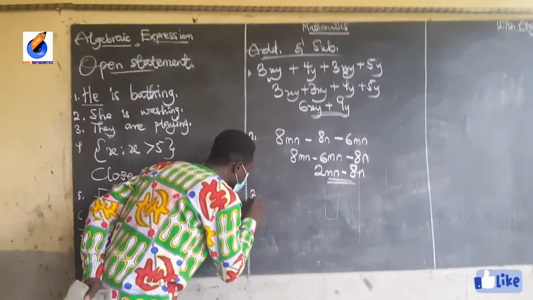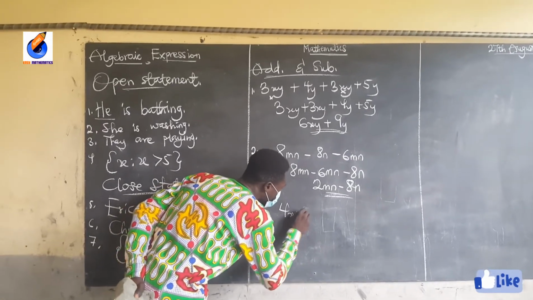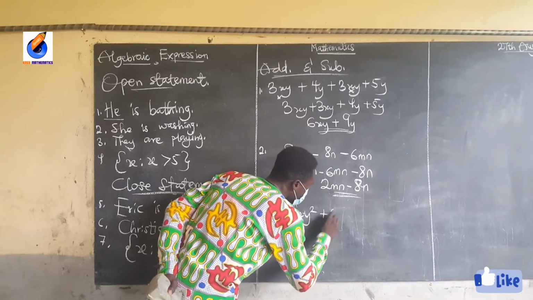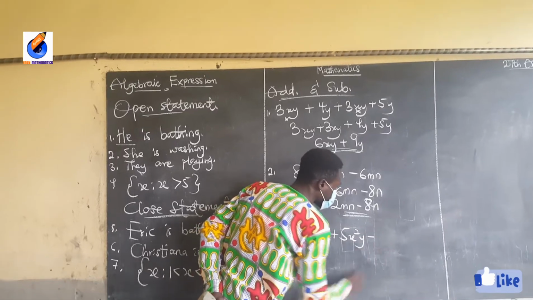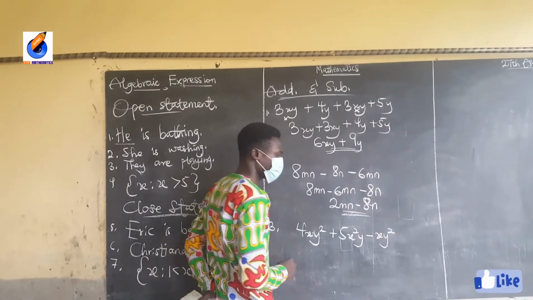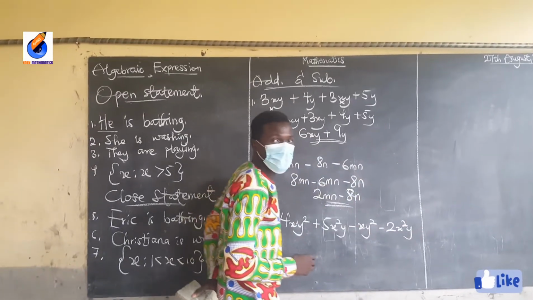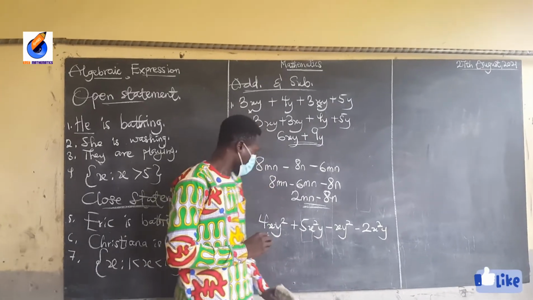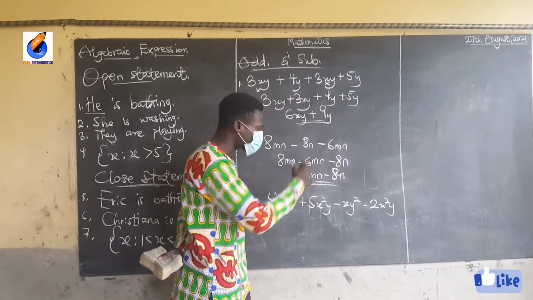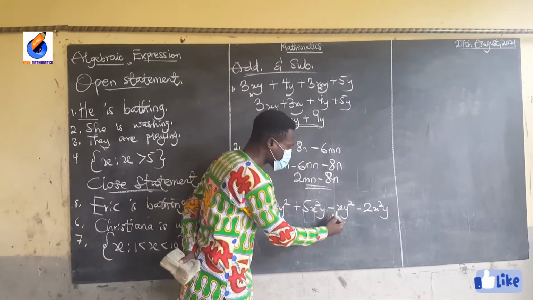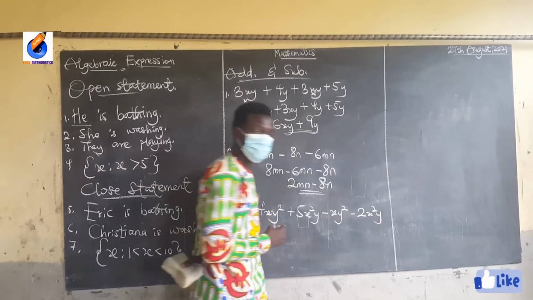So let's take the third one. We have 4xy squared plus 5x squared y minus xy squared minus 2x squared y. If you have something like this, we have 4xy squared plus 5x squared y minus xy squared minus 2x squared y.